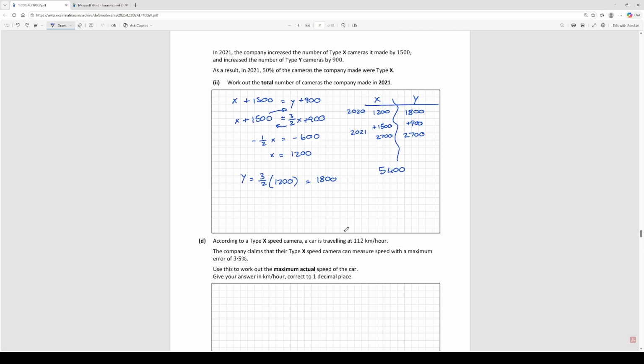According to a Type X speed camera, the car is travelling at 112 kilometers an hour. The company claims that their top Type X speed camera can measure speed with a maximum error of 3.5%. Use this to work out the maximum actual speed of the car.